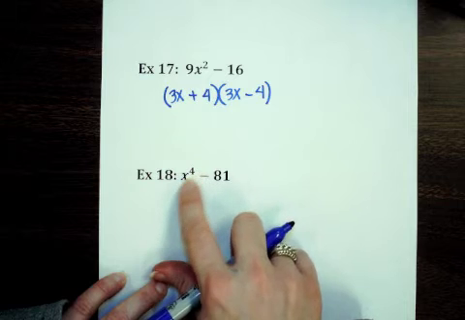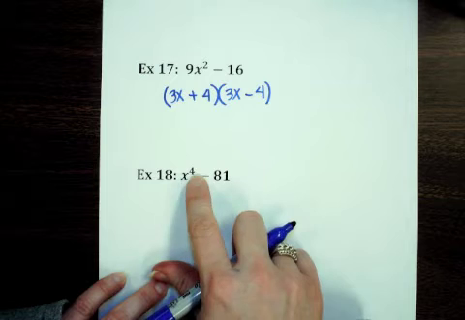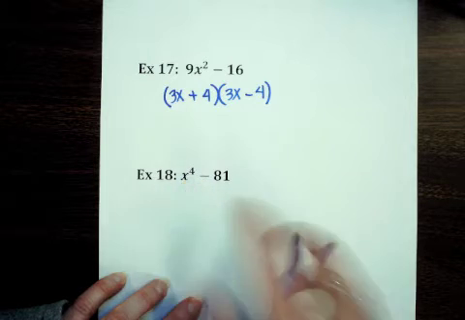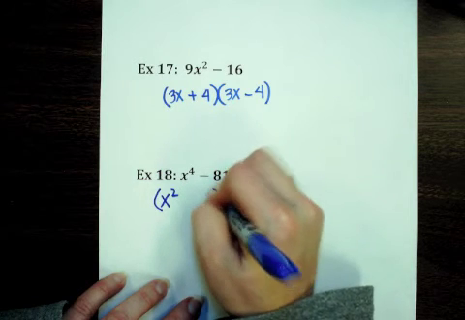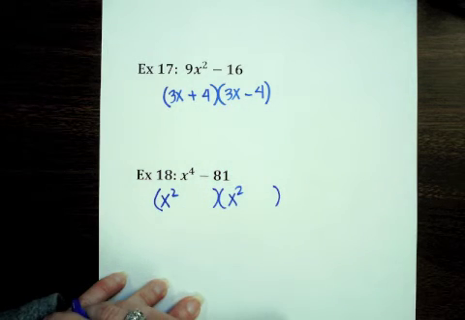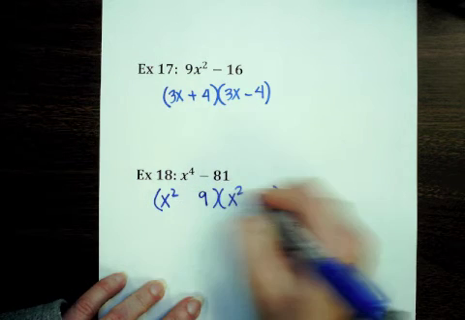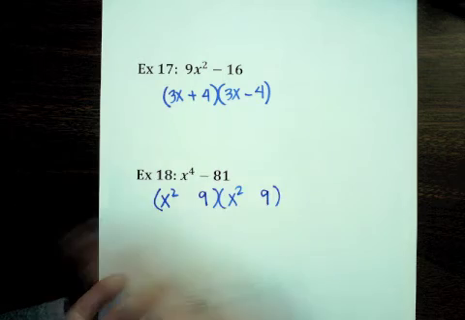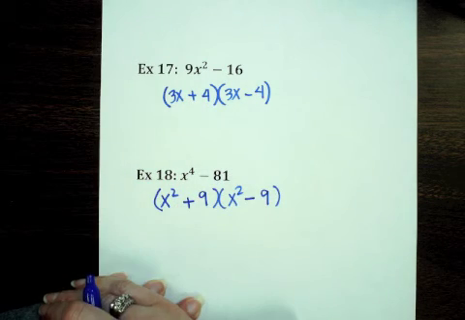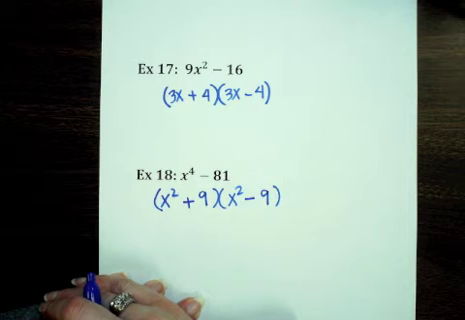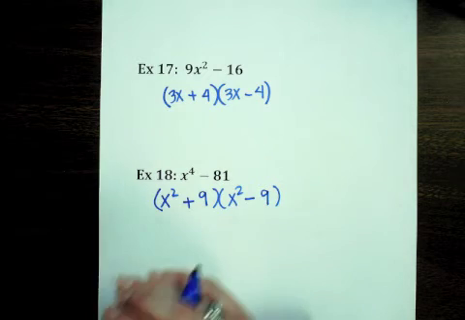What is x to the 4th the square of? How would you get x to the fourth? The square root of x to the fourth is x squared. And then what's the square root of 81? You get 9. And just like I said up here, you want to make sure you put plus in one and minus in the other. Am I finished with that problem? I'm not. Here's why I'm not finished.